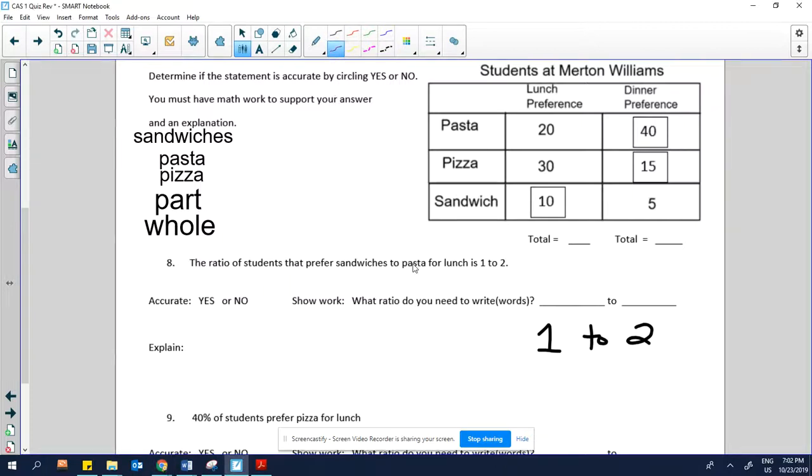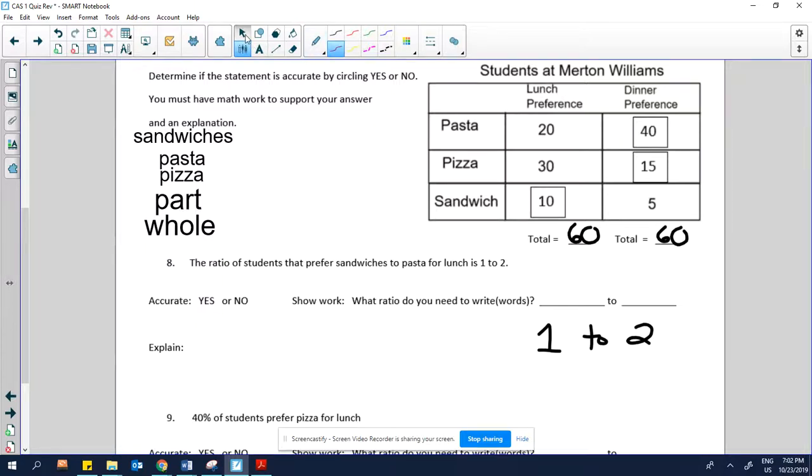So first I'm going to have you find the total number of students in each column. Hopefully you got that total means add. So 20, 30, and 10 gives you 60. 40, 15, and 5 also gives you 60. All right, so now we're going to find the validity of this statement. The ratio of students that prefer sandwiches to pasta is 1 to 2. Is this a part to part or a part to whole?